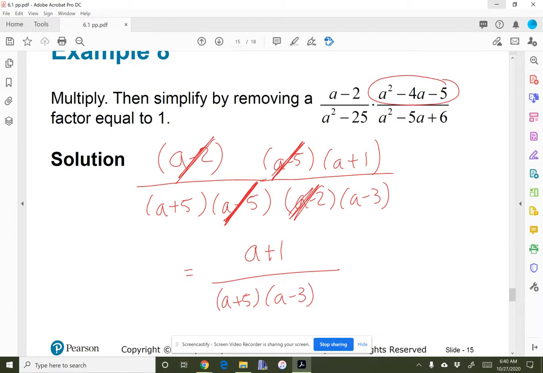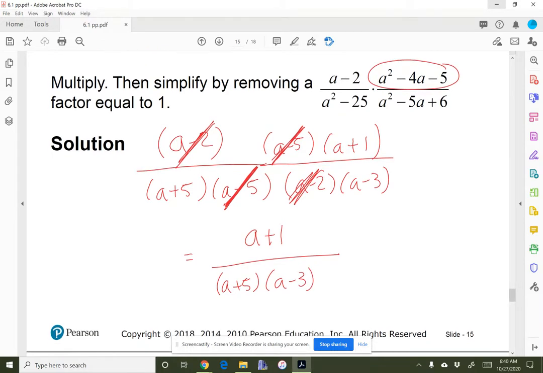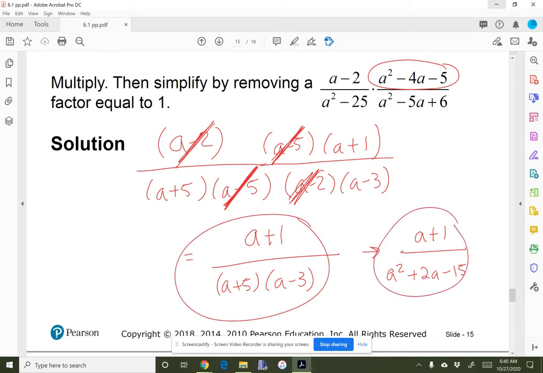If you can't see this as one of your options or it's not turning out right, then you might have to refoil the bottom back out and get a squared plus 2a minus 15. I like this answer. That's the full expanded answer. Both are the same thing.